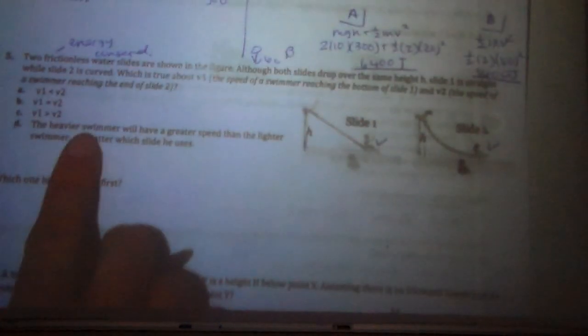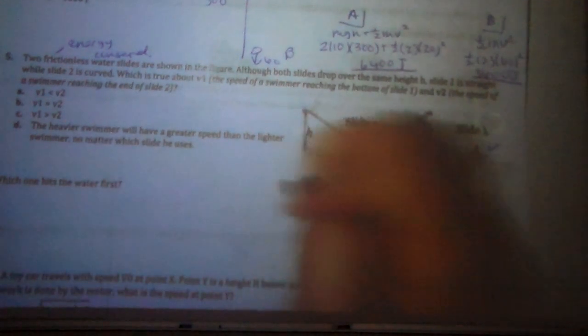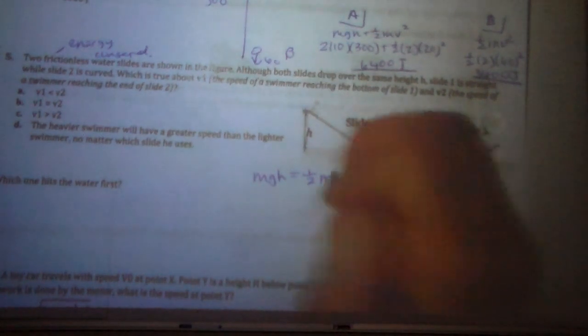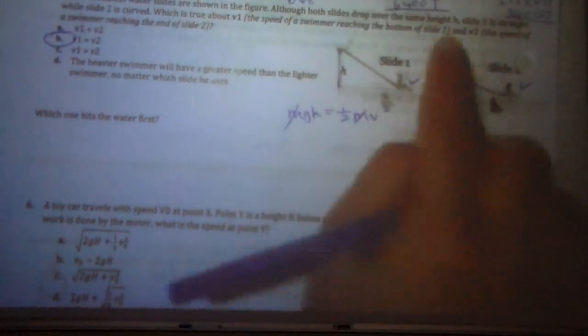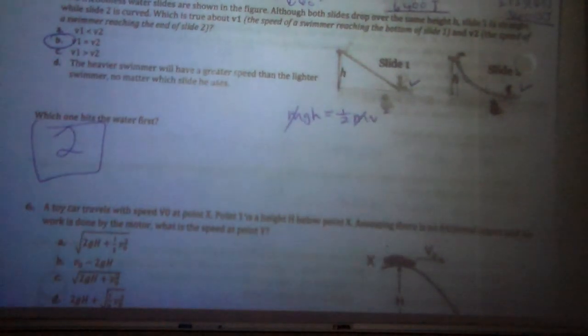Now if you're like, wait, this one has more mass, right? Whichever one has more mass, think about it. You've got mgh goes to 1/2 mv squared. The m's are going to cancel out, so it doesn't matter. They're going to have the same velocity at the end because energy will be conserved. Now they will not have the same velocity overall. Slide 2 is going to be faster first, so then it'll have a faster speed overall. So slide 2 will hit the ground first because it has a faster speed overall.